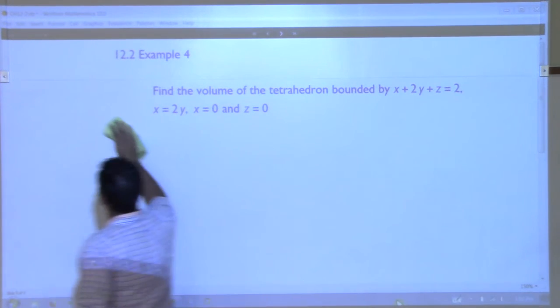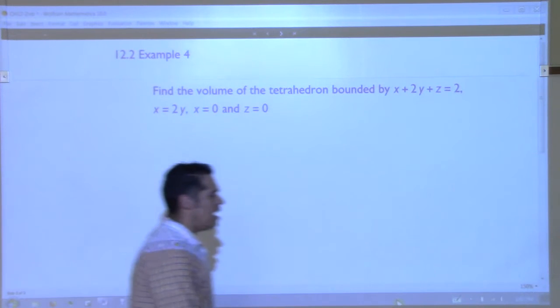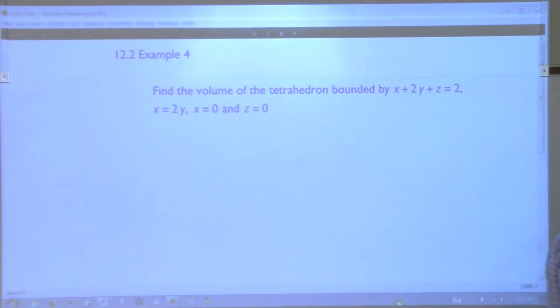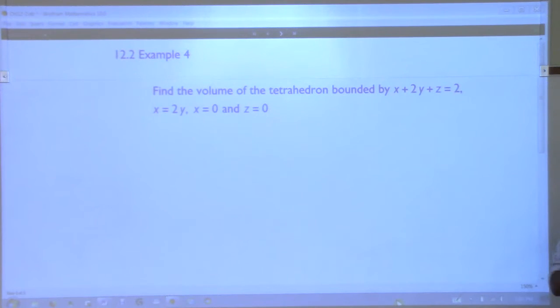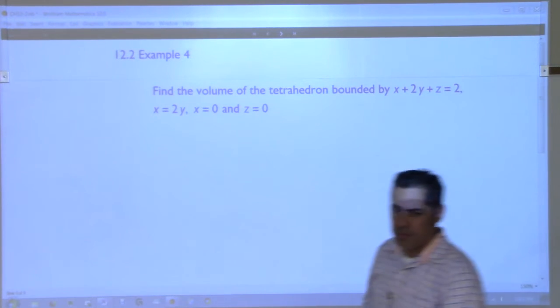So here we have our first problem that is not just directly telling you what the region is that you're integrating over. This is more like a word problem. We're going to have to look at this and extract the double integral from the information somehow. So we want to find the volume of the tetrahedron that is bounded by these 4 equations.